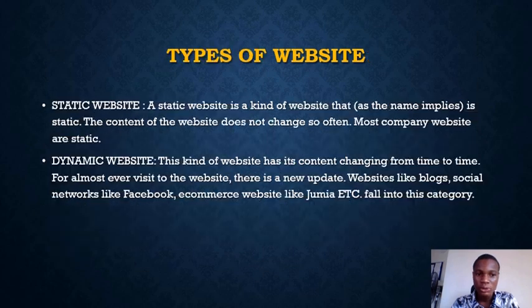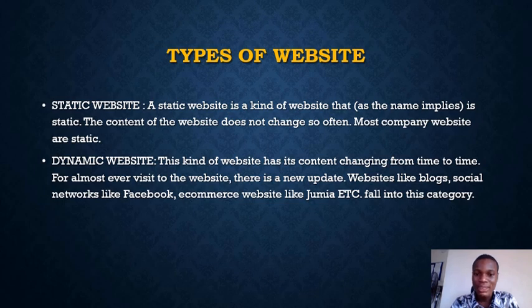Okay, let's go to types of websites. For you to design a website, we have two different kinds of websites. One of them is a static website, another one is a dynamic website. A static website is a kind of website that, as the name implies, is static. The website that you visit today is the same one you visit tomorrow. All the content, all the text, all the videos, all the audios are always the same, and it doesn't change most times.